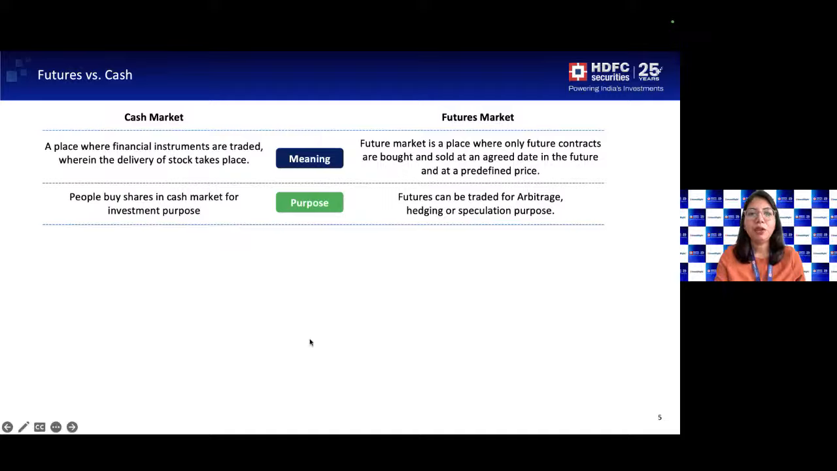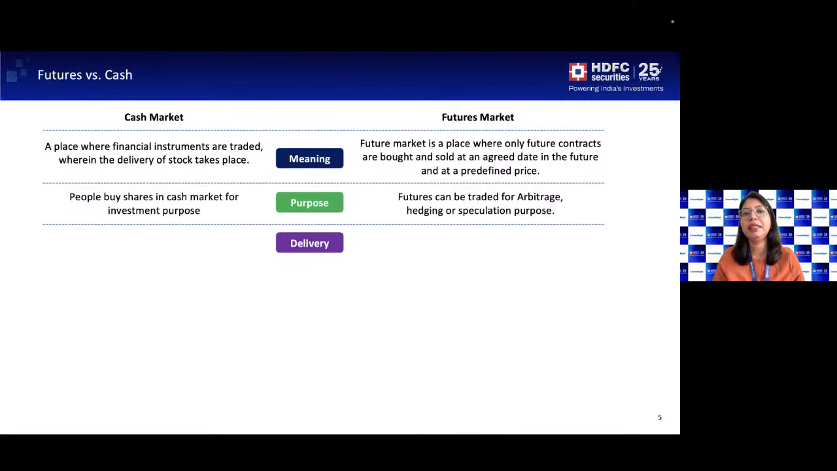Okay, we know the purpose of the cash market is mainly investment. You tend to buy the stocks, and you tend to keep them in your portfolio for a longer period of time. Now the futures market is not for a very long period, because it has an expiry date.